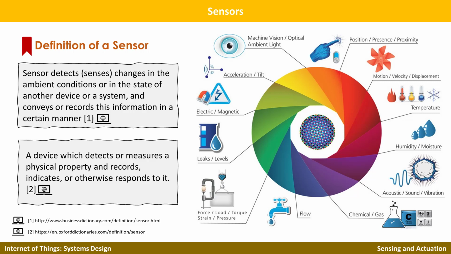And then there are many definitions you can find on the internet, and most of them are saying pretty much the same thing. So it is basically a device that detects a physical phenomenon and then changes it into, or generates, an electrical signal.